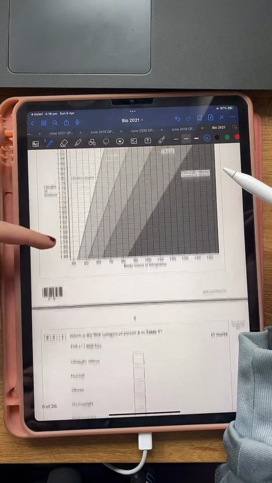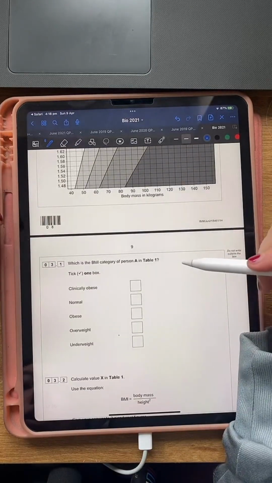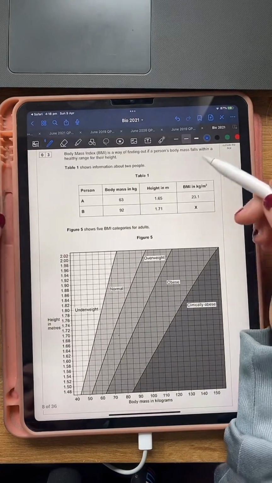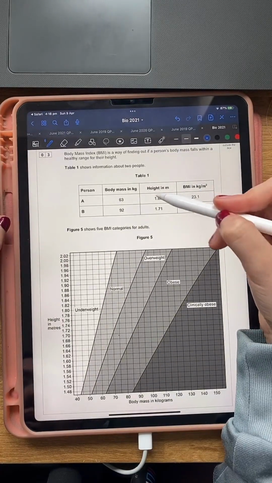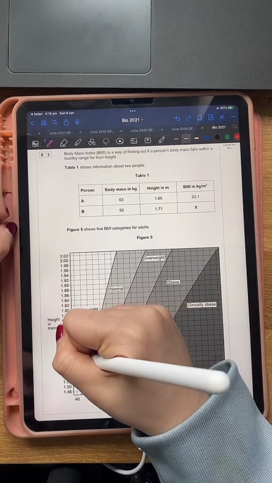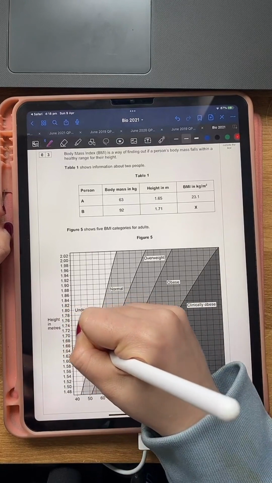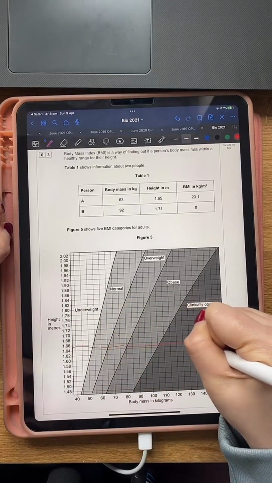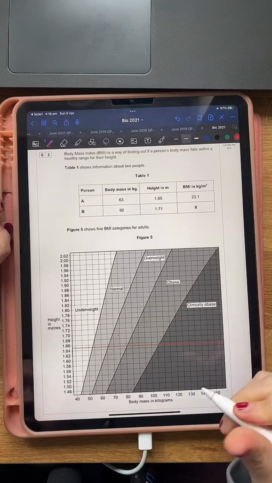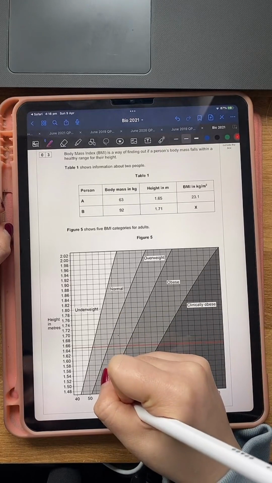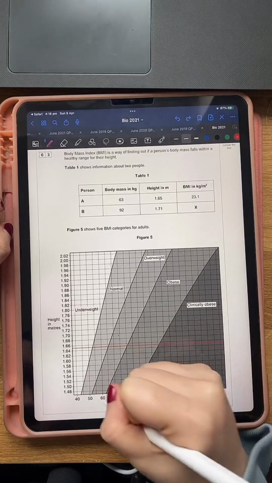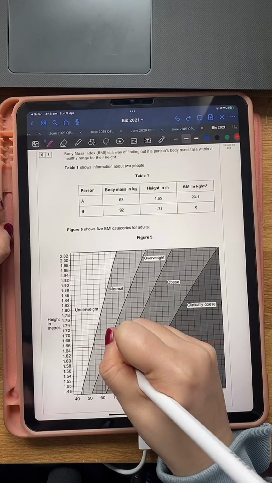So in table 1, the height in meters is 1.65. So that's over there. The body mass in kilograms is 63. So that's somewhere there. Yeah, 63 is there. And that falls in the normal region. So they are normal.